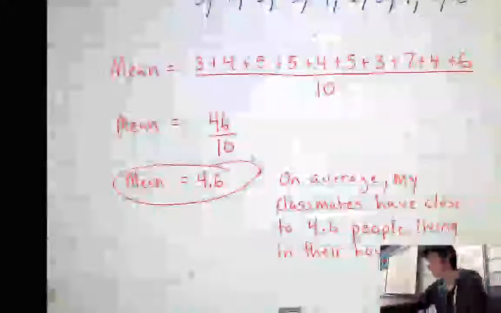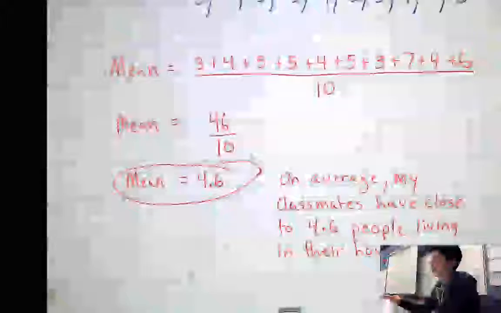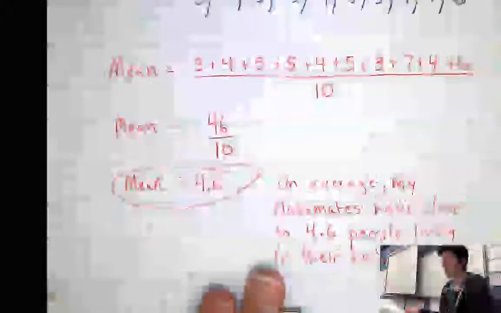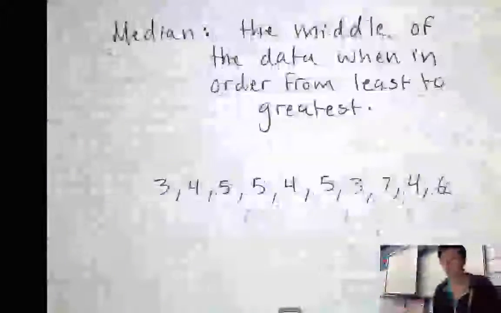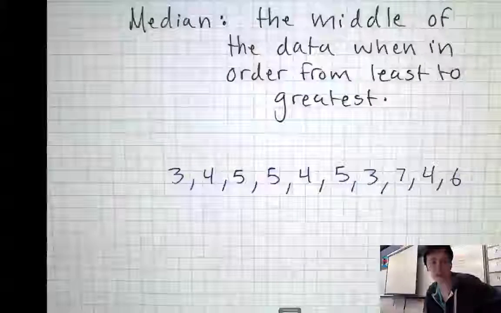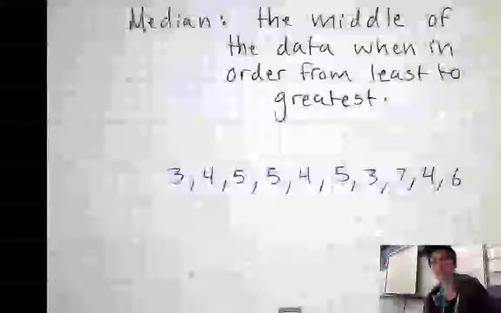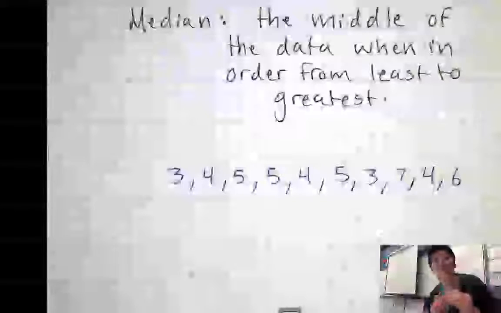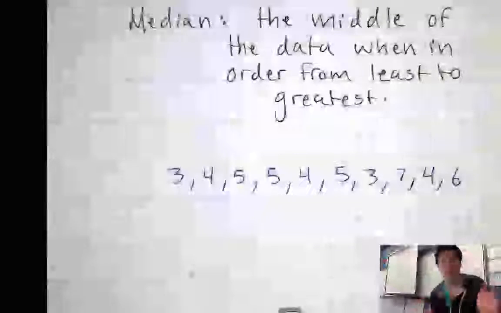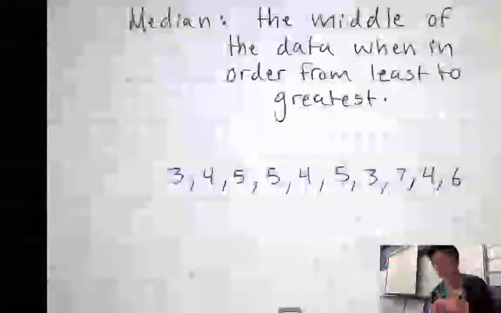So let's talk about another value. What if we wanted to calculate the median? What's the median? So let's talk about that. My definition for median, and remember, pause the video and be writing these definitions down, is it's literally the middle number of the data. When you line up the numbers from smallest to biggest, least to greatest, it's the middle value.